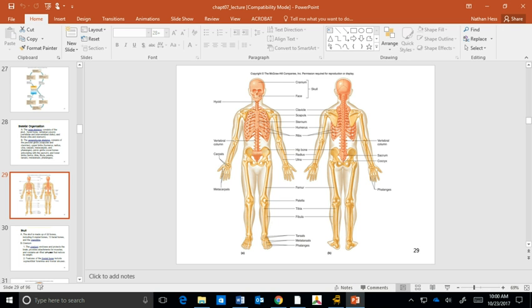Humerus, good. And this bone right here is the femur, good. And this bone right here is the sternum, right? These are just easy peasy things that you should be comfortable with. Easy points, right?